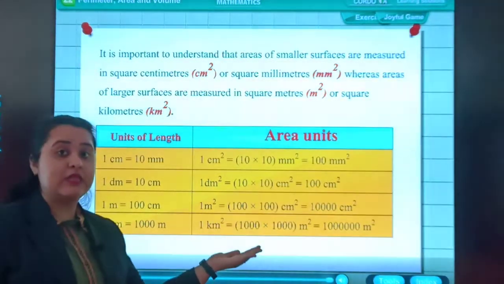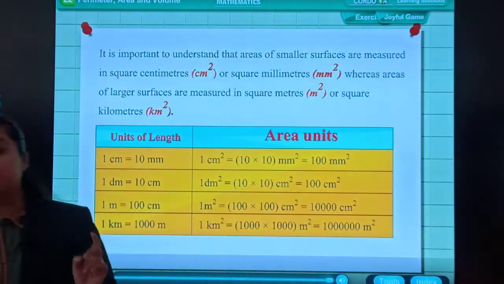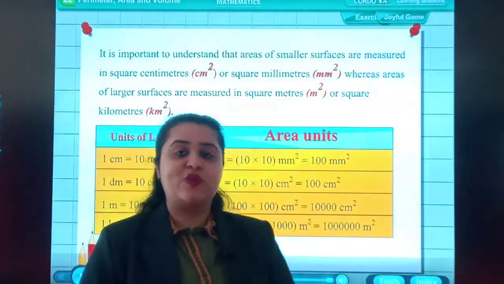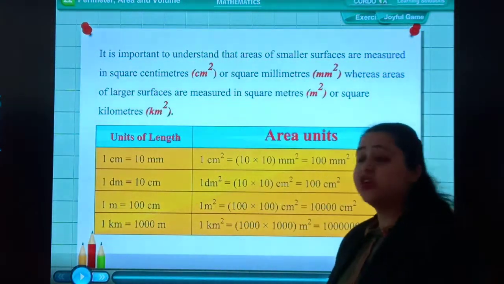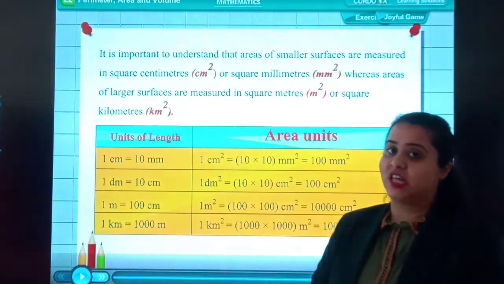Students, this table is given on page number 167 of your textbook. You can have a look. This is important for MCQ purposes.